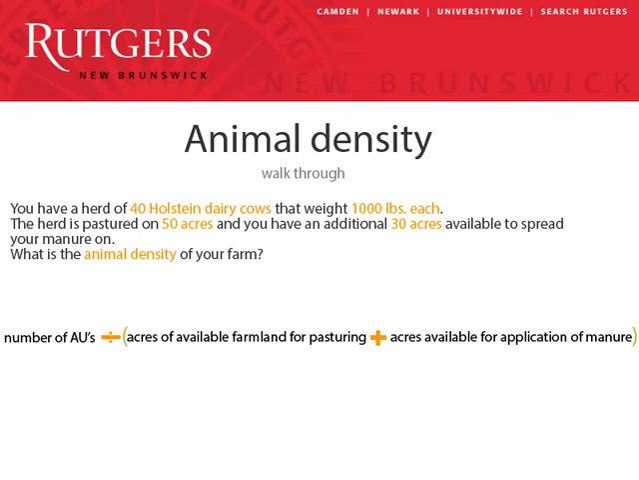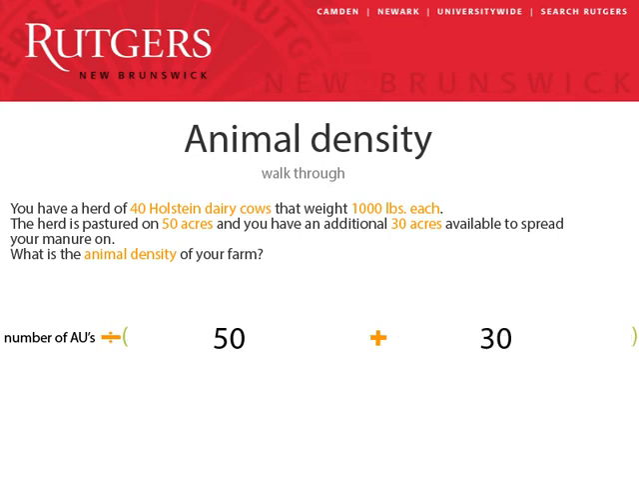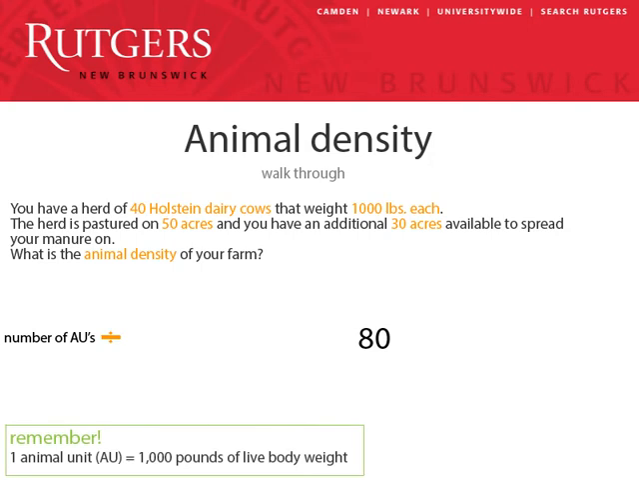Basic math teaches us to do what's in the parentheses first. So, we take our acres of pasturing farmland, which is 50, add that to acres available for animal waste application, 30. 50 plus 30 equals 80. Then we take our number of animal units. Remember, one animal unit is equal to 1,000 pounds of live body weight. So this number is 40. 40 divided by 80 is 0.5. Your animal density here is 0.5.